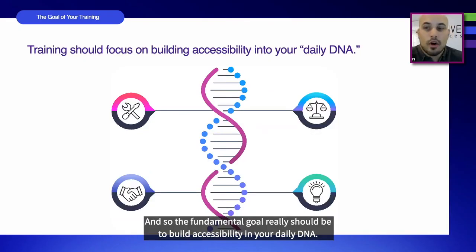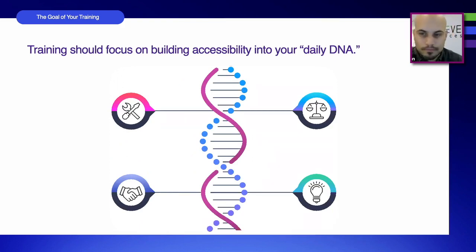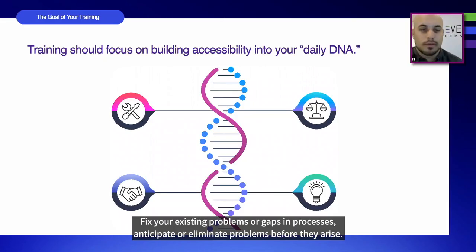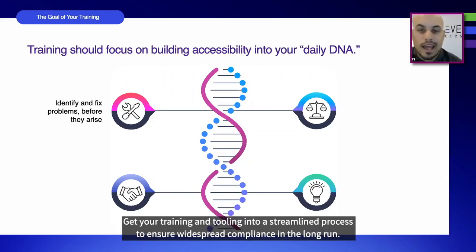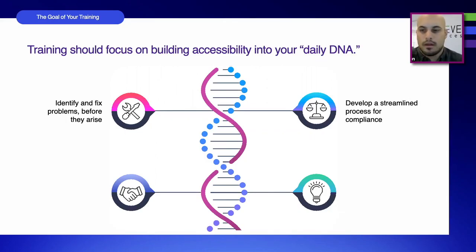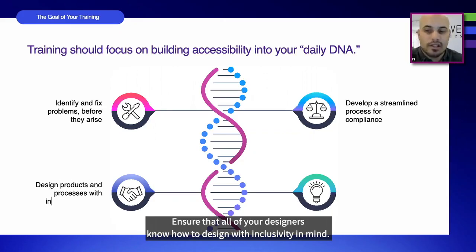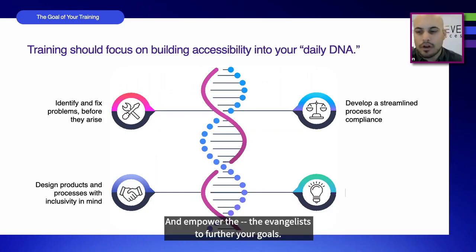And so the fundamental goal really should be to build accessibility into your daily DNA. Fix your existing problems or gaps in processes, anticipate or eliminate problems before they arise, get your training and tooling into a streamlined process to ensure widespread compliance in the long run, ensure that all of your designers know how to design with inclusivity in mind, and empower the evangelists to further your goals.